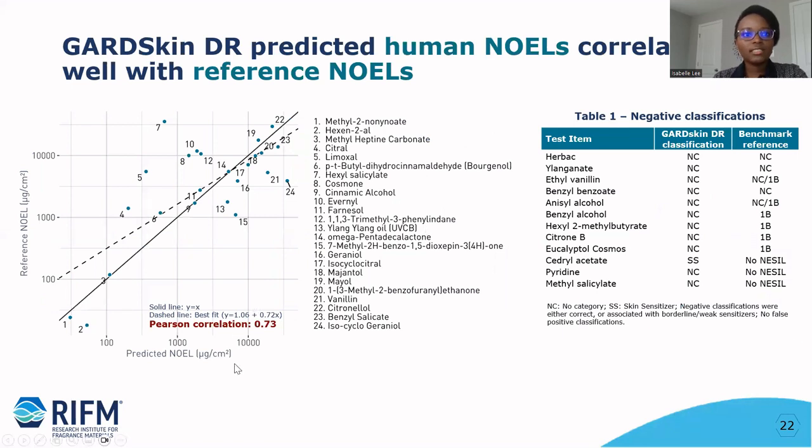So our first assessment was to look at the assay and how it predicts for fragrance ingredients. And what we found with this number of fragrance ingredients was that it correlated really well with the reference data set, with a Pearson correlation factor of 0.73.